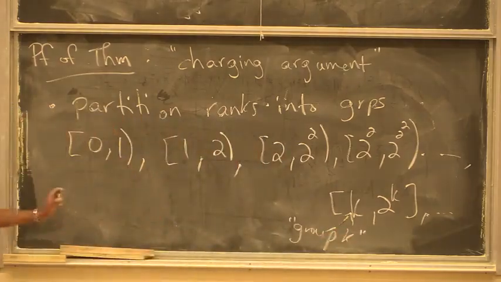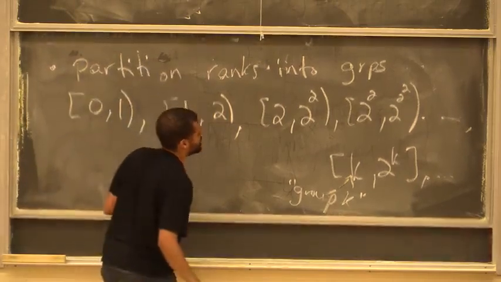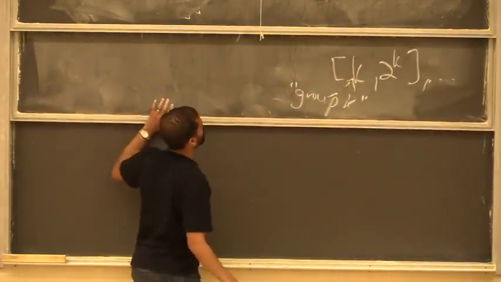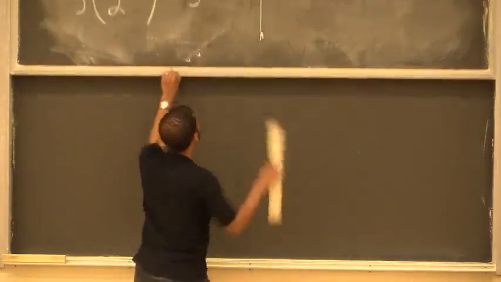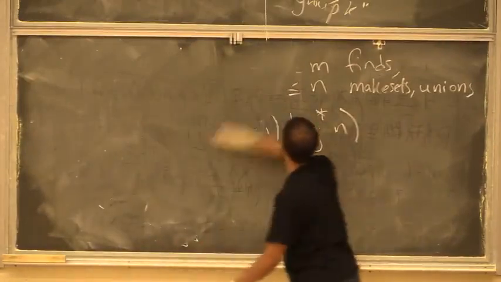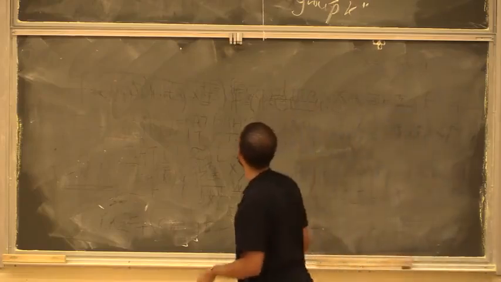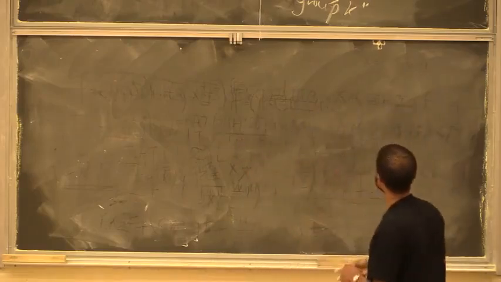Group K here is the interval that goes from K to 2 to the K. It's actually the log star of kth group. And now, just let's keep trying. Let's try to reason about this a little more, understand what's going on here.